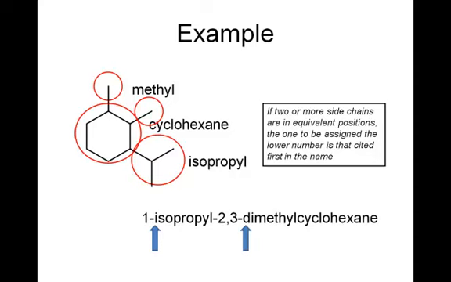So there you go, a few examples of nomenclature when you have substituents that are branched.